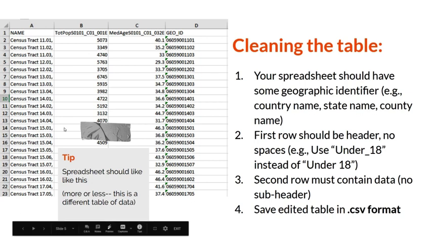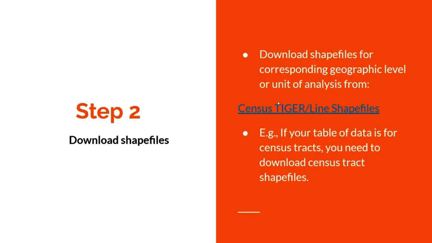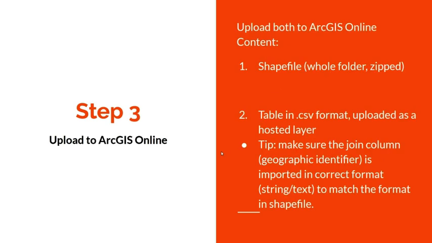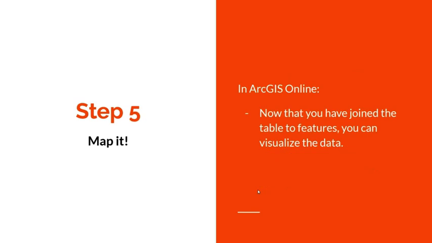And you'll want your data ultimately to look more or less like this, right? Single header, second row is data, no spaces in the heading. Then we'll download the shape files from the census, and we will keep them in a zipped folder, which we'll then upload to ArcGIS Online, and the table in CSV format, which we'll upload as a hosted layer. And then join the table using the Perform Analysis, Summarize, and Join Features tool. And finally, once we've done all those steps, we can start visualizing the data.